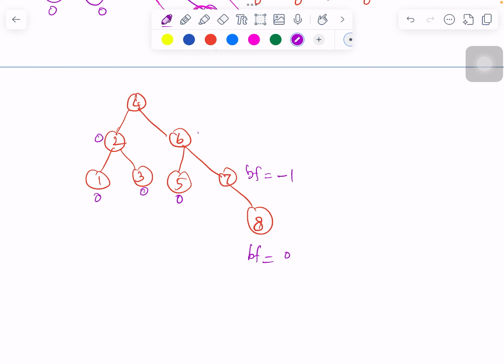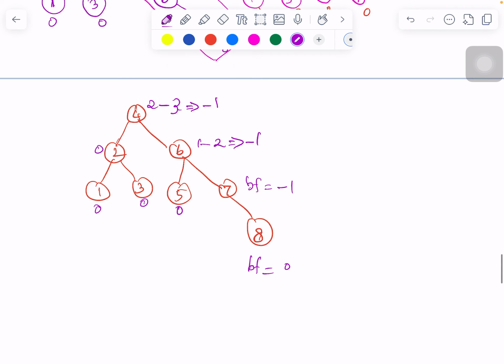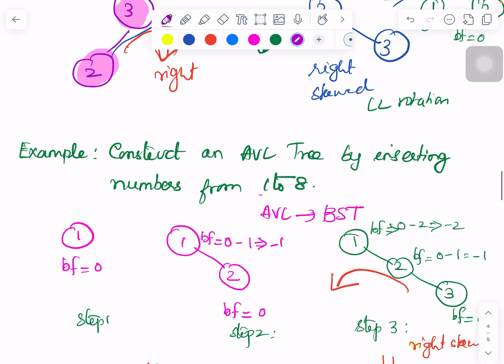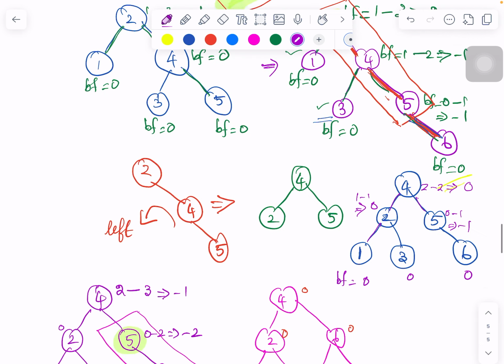For node 2 it is 0. For node 6, the balancing factor is going to be the height of left, so the left height is 1 minus right is 2, so it is minus 1. Now what is going to be the height of left child of node 4? So it's going to be 2 minus 3, so it's minus 1. So here we find that all the nodes of the AVL tree are satisfying the balancing factor. So this is how we are constructing the AVL tree by inserting the numbers from 1 to 8.